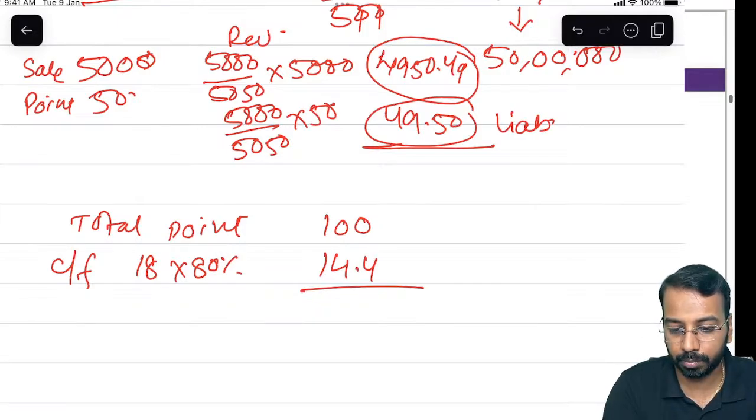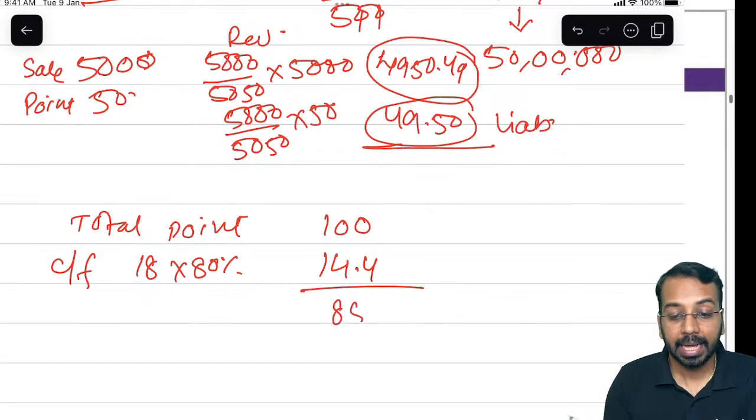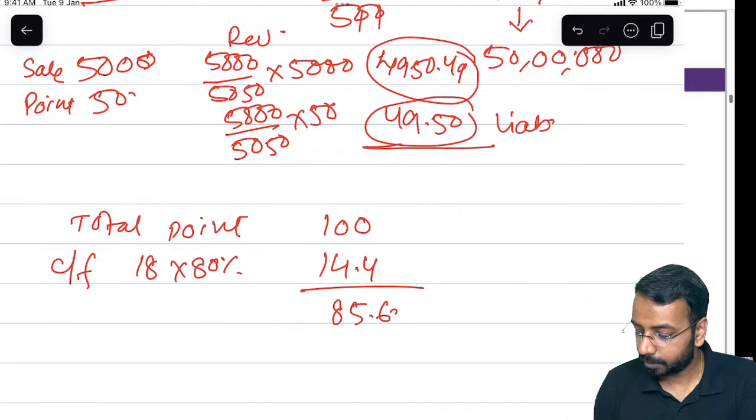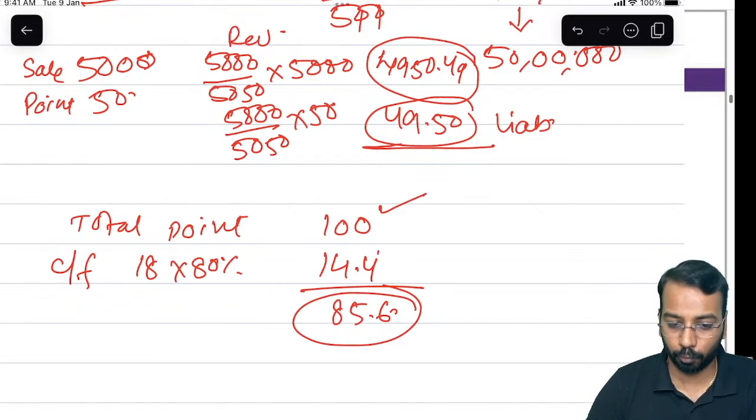100 minus 14.4 is 85.6, right? 85.6 is what is left. 100 is the total point. Carry forward expected is 14.4.